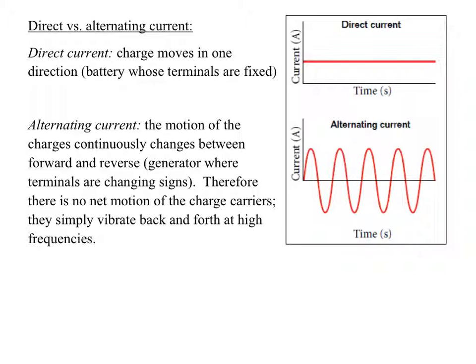Alternating current, the idea behind it is that the end of the battery or the end of the source of energy is rotating, switching. And the easiest way to see this is actually with a generator. If you have a generator where a magnet is spinning and that magnet end keeps switching, there's a north end and a south end.